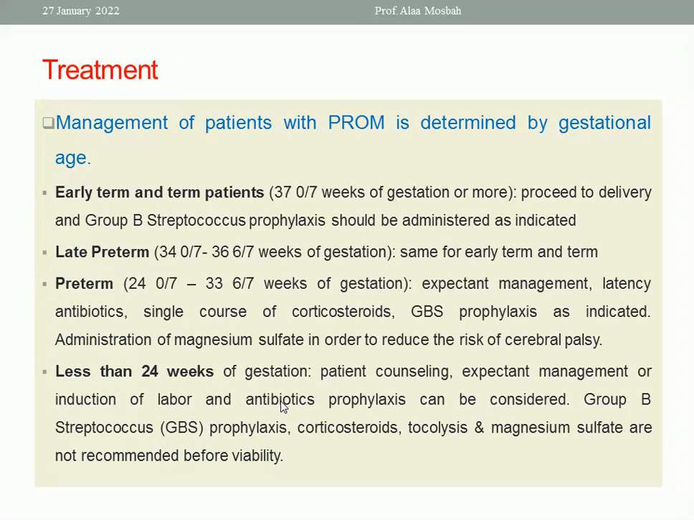milligram given intramuscular every 6 hours for 4 doses. And you don't repeat the course, only single course, either betamethasone or dexamethasone. Group B streptococcal infection prophylaxis is important. Administration of magnesium sulfate to reduce the risk of cerebral palsy and other neurological insult for the baby is important also, so long as the baby is less than 32 weeks gestational age.